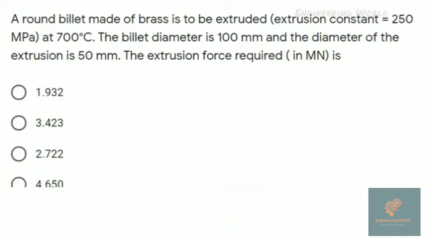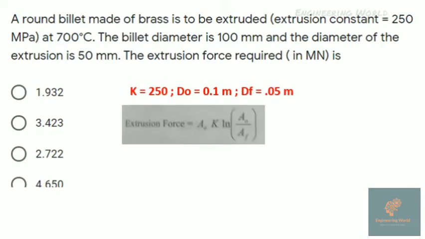Then the next question is, a round billet made of brass is to be extruded. Extrusion constant is given as 50 megapascal at 700 degrees Celsius. Billet diameter is 100 mm and diameter of extrusion is 50 mm. The extrusion force required is, here K is given as 50, D0, original, 0.1 meter, I am converting into meter, DF 0.05 meter, extrusion force is A0 into K, natural log of A0 upon A1.